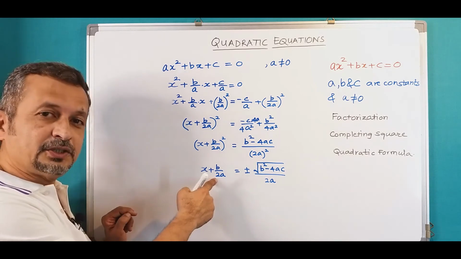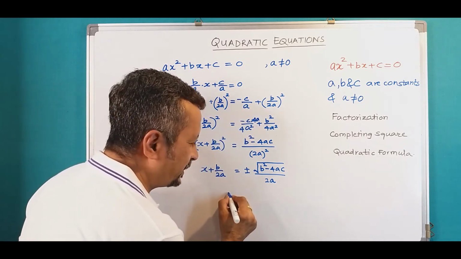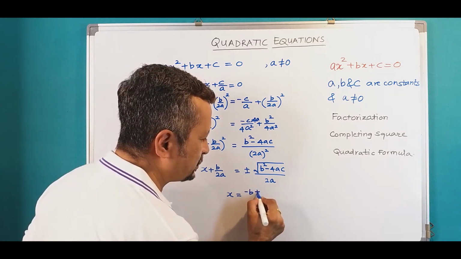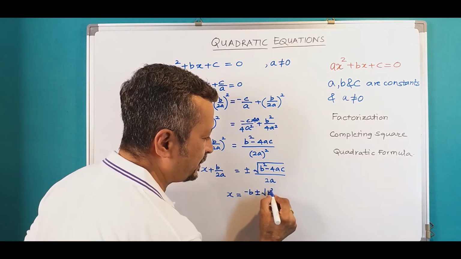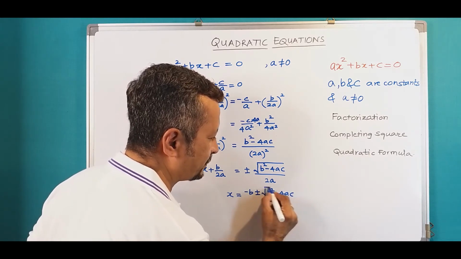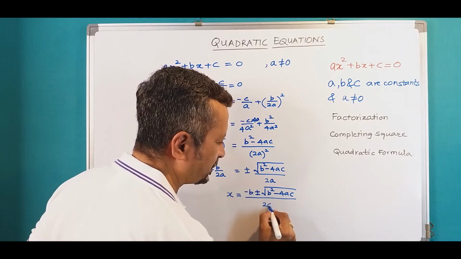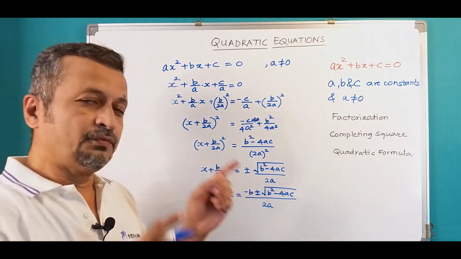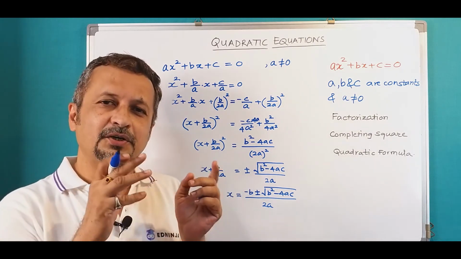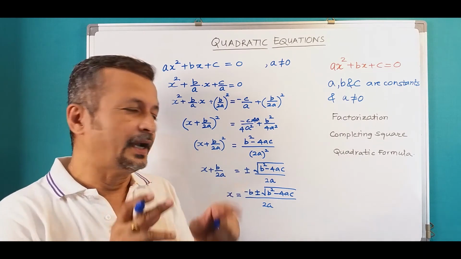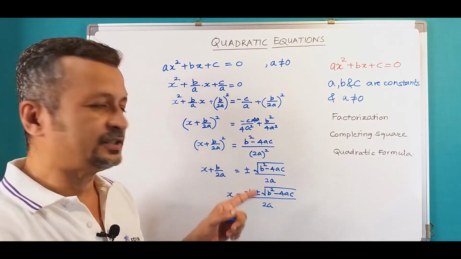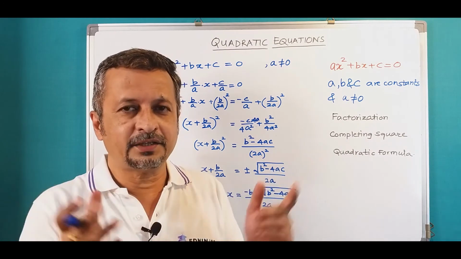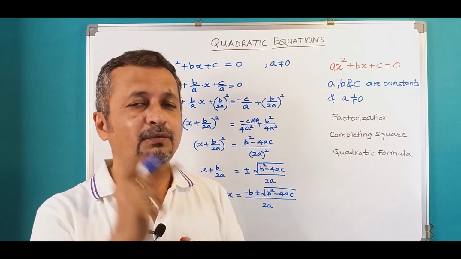Now I take this b upon 2a on the other side, so it gives me x is equal to minus b plus or minus root over b square minus 4ac upon 2a. So my x is going to take one value: minus b plus root over b square minus 4ac upon 2a, and the other value is going to be minus b minus root over b square minus 4ac upon 2a. Okay, so that gives me two roots of any quadratic equation.